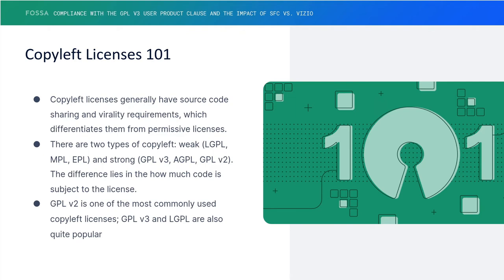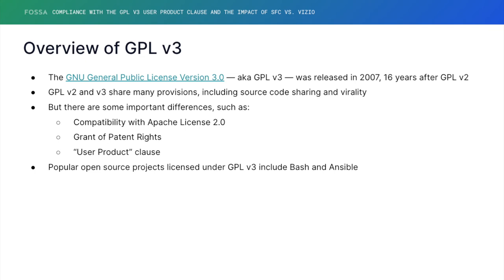The other category of copyleft licenses are strong copyleft licenses. The most commonly encountered form of those are the GNU General Public License, the GPL, and the Affero General Public License. And the difference between the strong copyleft licenses and the weak copyleft licenses is that the strong copyleft licenses, in addition to requiring you to license your modifications to the open source code under the open source license, you're also required to license any derivative works that you make of the copyleft code.